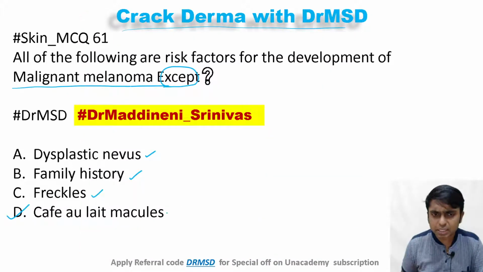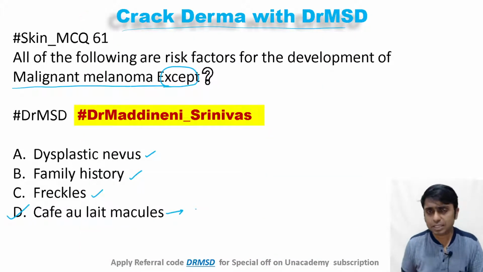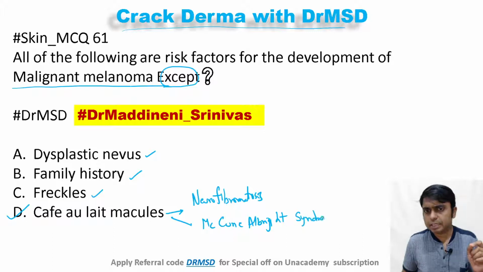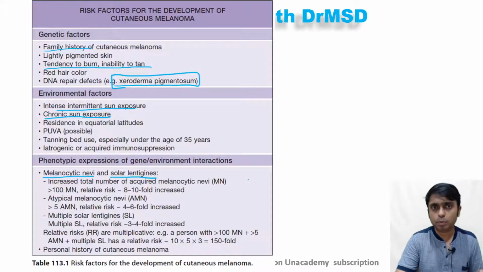So a few points about café-au-lait macules or spots. These are absolutely benign birthmarks which are seen in a few normal individuals, and also they are associated with a few genodermatoses. The most important one to remember is neurofibromatosis, and also probably one more entity, McCune-Albright syndrome, about which you will read in your gynecology and also in your orthopedics. We will discuss these macules in a separate video most probably.